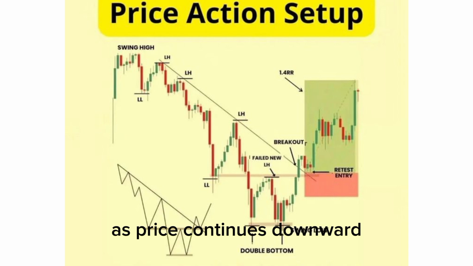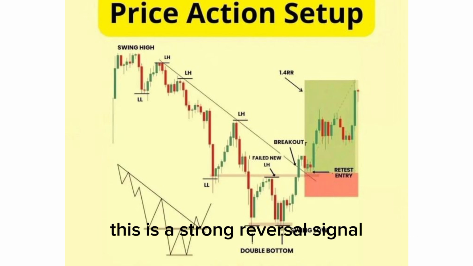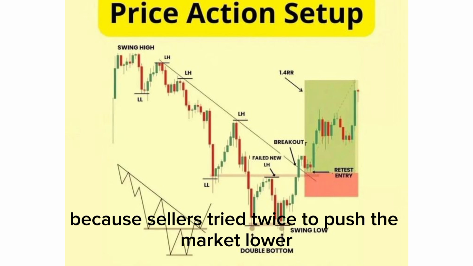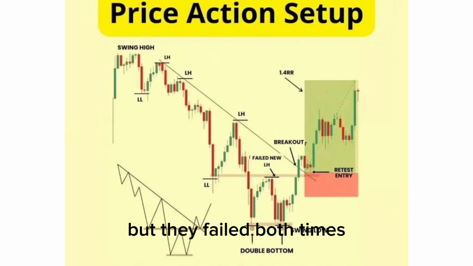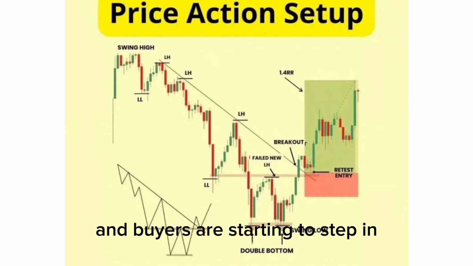As price continues downward, it forms a double bottom at a key swing low. This is a strong reversal signal because sellers tried twice to push the market lower, but they failed both times. That failure tells us that selling pressure is weakening and buyers are starting to step in.